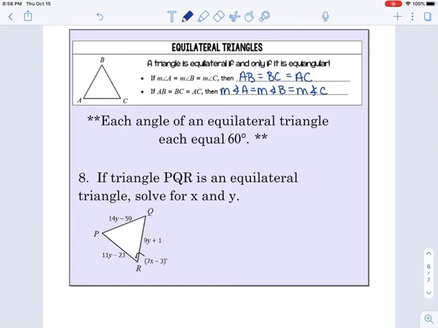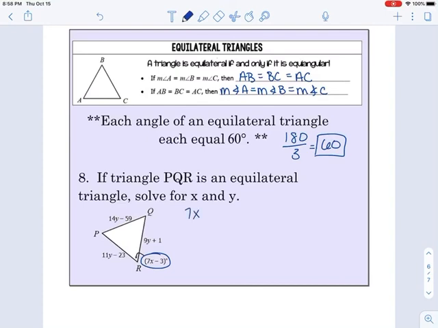So each angle of an equilateral triangle, no matter what the lengths of the sides are, is going to be 60 degrees. Again, you have 180 degrees in a triangle, and you have three angles that are equal. So if you take that 180 and divide it by 3, you're going to get 60 degrees. So for our last question here, if triangle PQR is an equilateral triangle, we want to solve for both x and y. Again, first thing I'm going to do, I'm going to concentrate on x first. That one angle is 60 degrees.